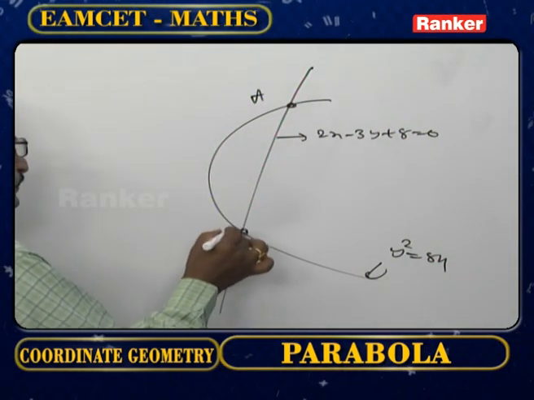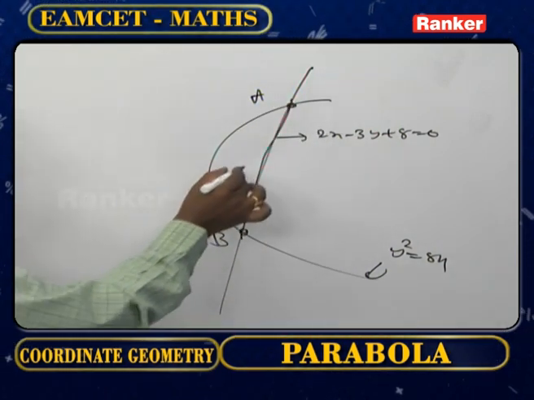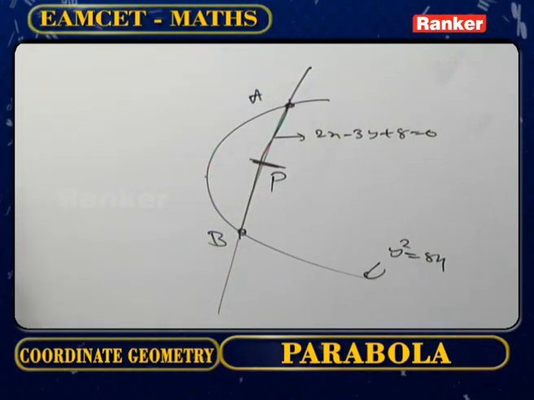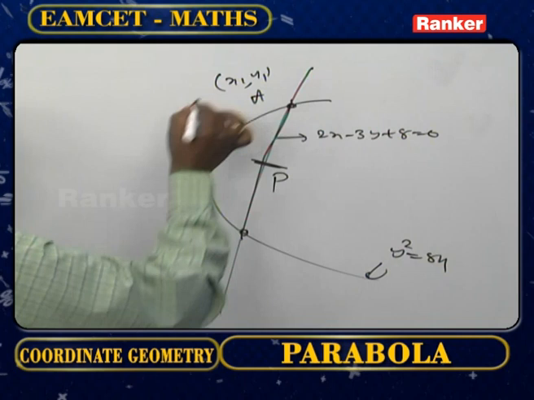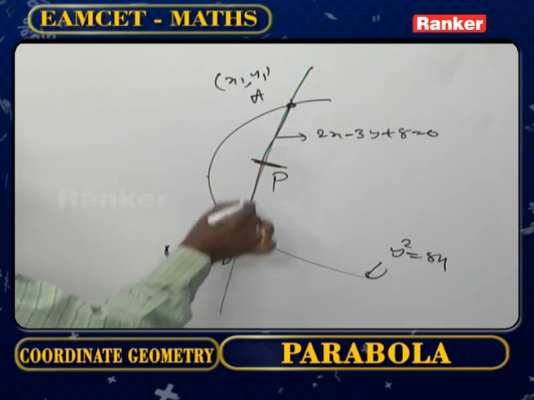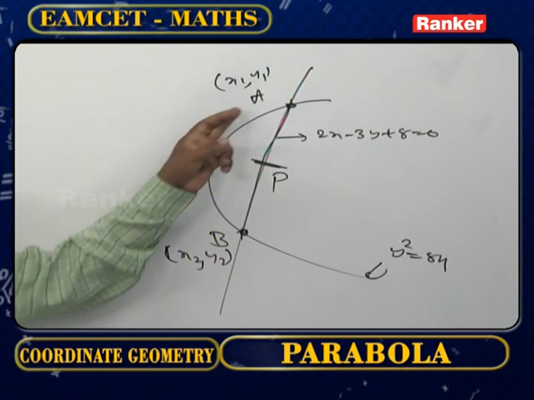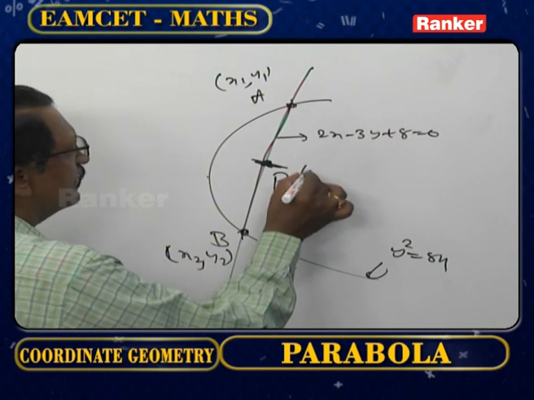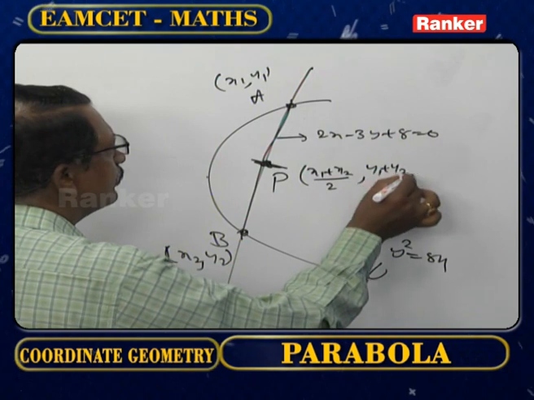Consider AB is a chord. Given the equation of the chord and the parabola equation, the required is the midpoint of the chord. Let P be the midpoint of the chord AB. Now consider A(x1, y1) and B(x2, y2) are the coordinates of the points A and B. Now the midpoint of AB is ((x1 plus x2)/2, (y1 plus y2)/2).